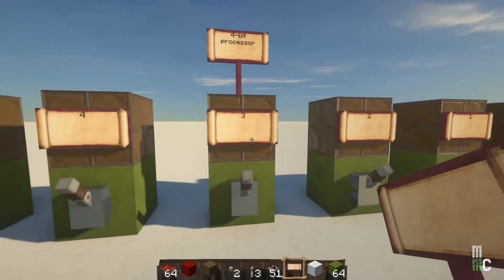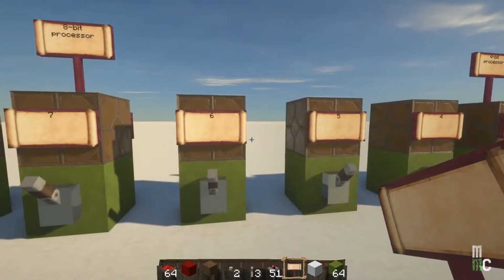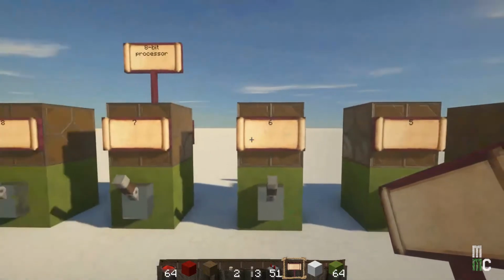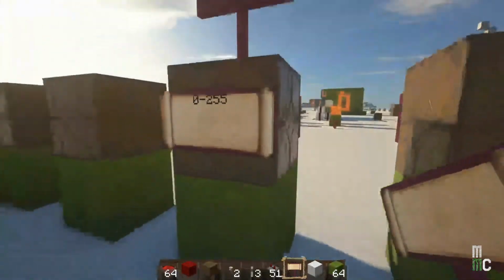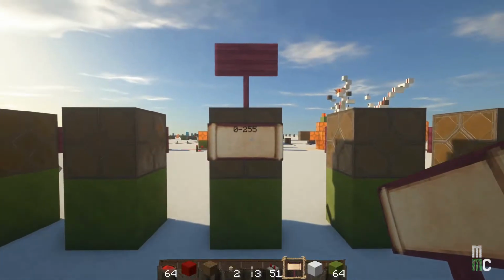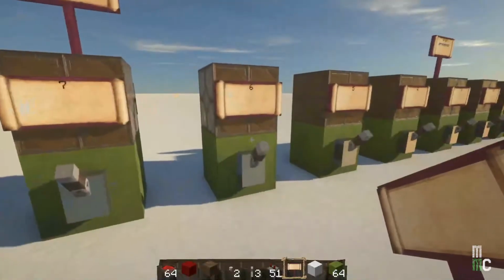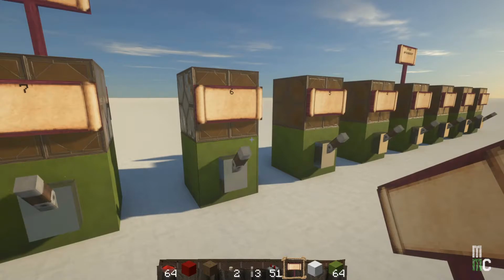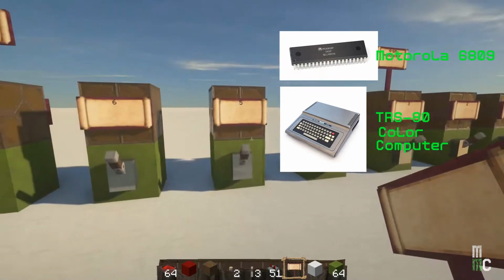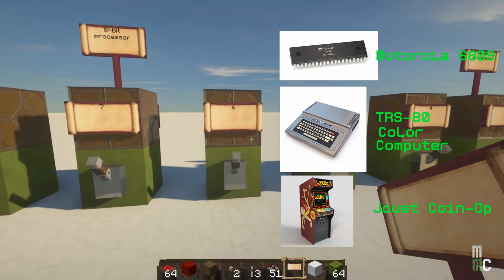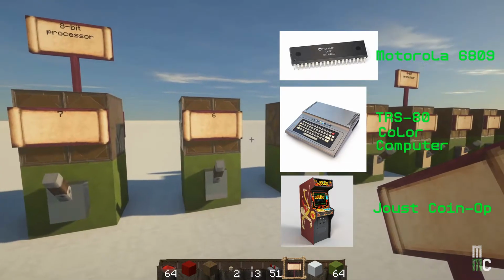And then, of course, we move up and we double that, and we get to the 8-bit processor, which shows you now instead of doing 4 at a time, we can do 8. And that gives us a number between 0 and 255. So the largest value you'll see in there is 255, which is 256 individual values. There were quite a few of these. These were very popular in early home computers, such as the Motorola 6809, which was in the TRS-80 Color Computer. It was in a lot of the coin-op video games like Joust. Quite a few different systems used that.